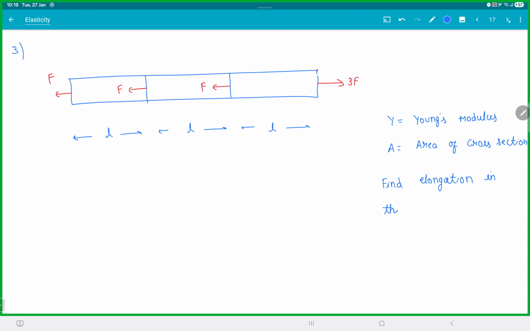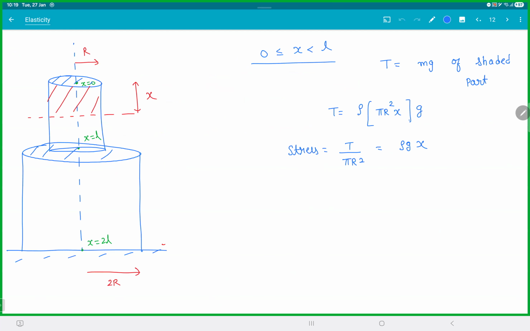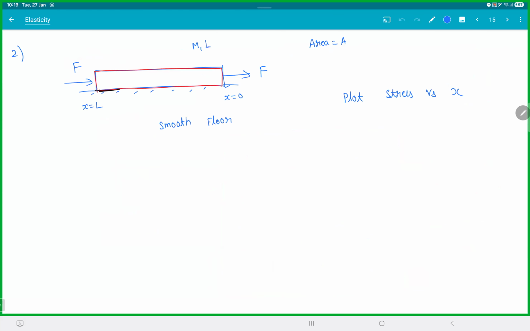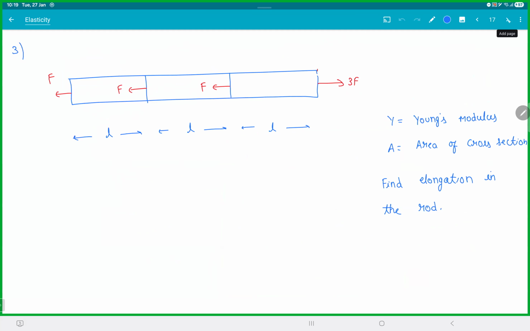Again, remember the formula. How to find elongation? This is the formula you have to use. Young's modulus is equal to tension times length over area times elongation. So if you know how to find tension, just put it in the formula, you get the value of elongation. That's what I said. If you know how to find tension, half your job is done. Let's get this.